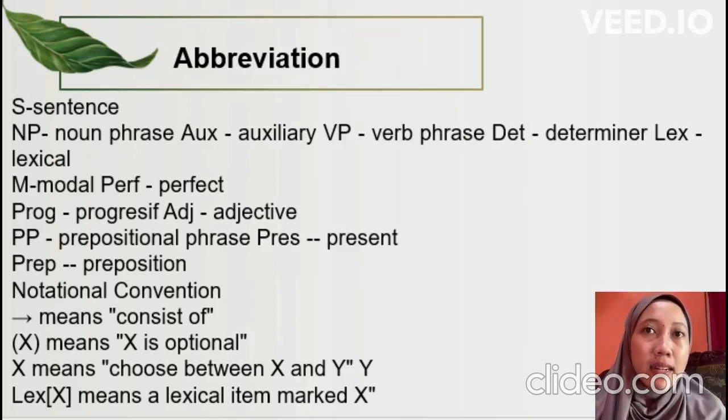Abbreviations: S, sentence; NP, noun phrase; Aux, auxiliary; VP, verb phrase; Det, determiner; Lex, lexical; Modal; Perf, perfect; Prog, progressive; Adj, adjective; PP, prepositional phrase; Prep, preposition; Pres, present. Notation: parentheses around X mean X is optional. Braces with X and Y mean choose between X and Y. Y like X means a lexical item marked X.